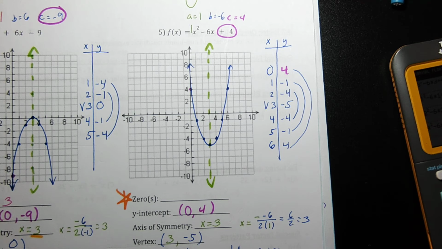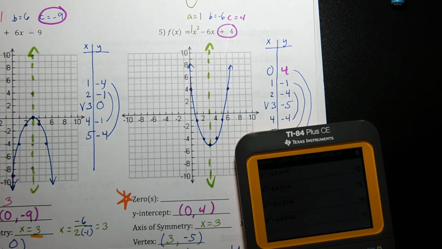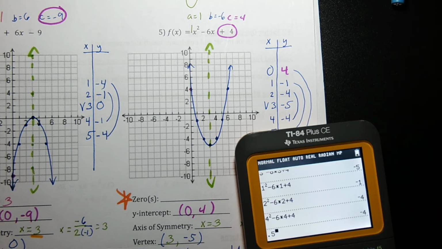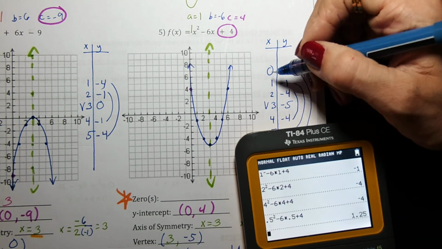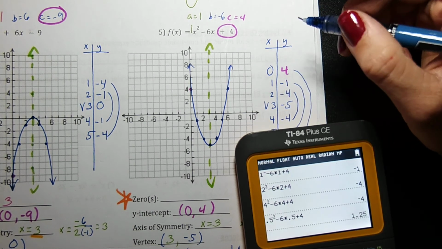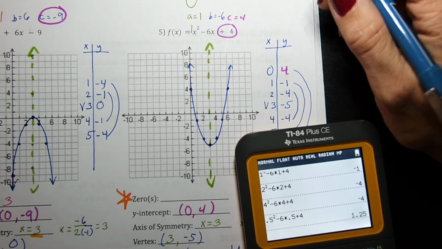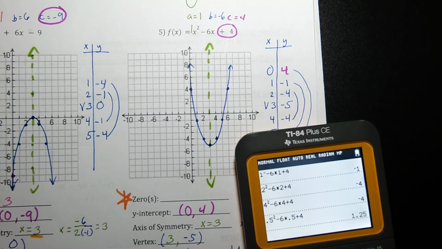Now, we could get crazy and say, well, I'm going to try to plug in 0.5 squared, and then minus 6 times 0.5 plus 4. That gives me 1.25. Folks, how many decimals are there between 0 and 1? Oh, you know, an infinite amount. No big deal. So, I mean, we could just keep plugging in decimal numbers and try to find the x-intercept. But graphing is not going to get us there.